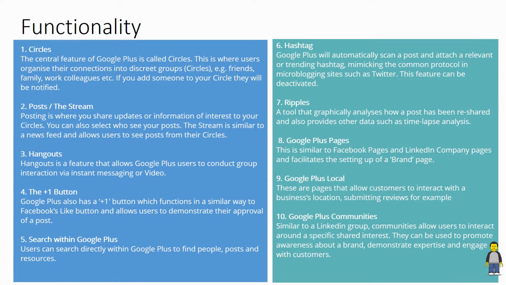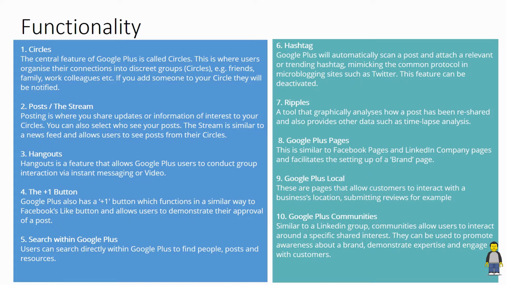Functionality. So there's circles. The central feature of Google Plus is called circles. This is where users organize their connections into discrete groups. Friends, family, work, colleagues. If you add someone to a circle, they will be notified. Posts. The Google Stream. Posting is where you share updates or information of interest to your circles. You can also select who sees your posts. The stream is very similar to Newsfeed and allows users to see the posts from their circles.